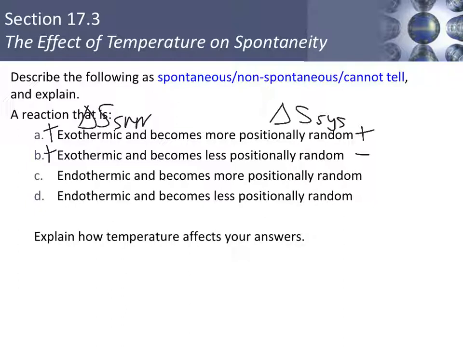For C and D are both endothermic, and those would both be negative entropy changes for the surroundings. Heat is leaving the surroundings, going into the system, and so those particles have less randomness in terms of their motion, and that is a negative entropy change for the surroundings. More positionally random, again, is positive, and less positionally random is negative. So for letter C, a positive and a negative added together, hard to tell. For letter D, though, we're adding together two negative values, and therefore that would not be spontaneous. You get a negative entropy change for the universe.